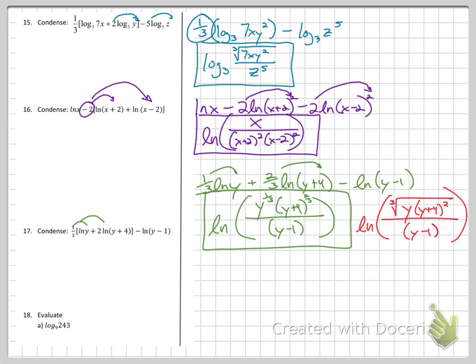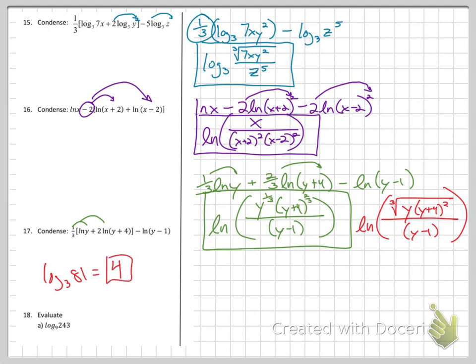So take a look at that for a minute. Make sure you understand that that's the same answer. Okay, moving on to number 18. Remember, if it's something as simple as like log base 3 of 81, hopefully by now you understand that the answer is 4 because 3 to the 4th is 81.